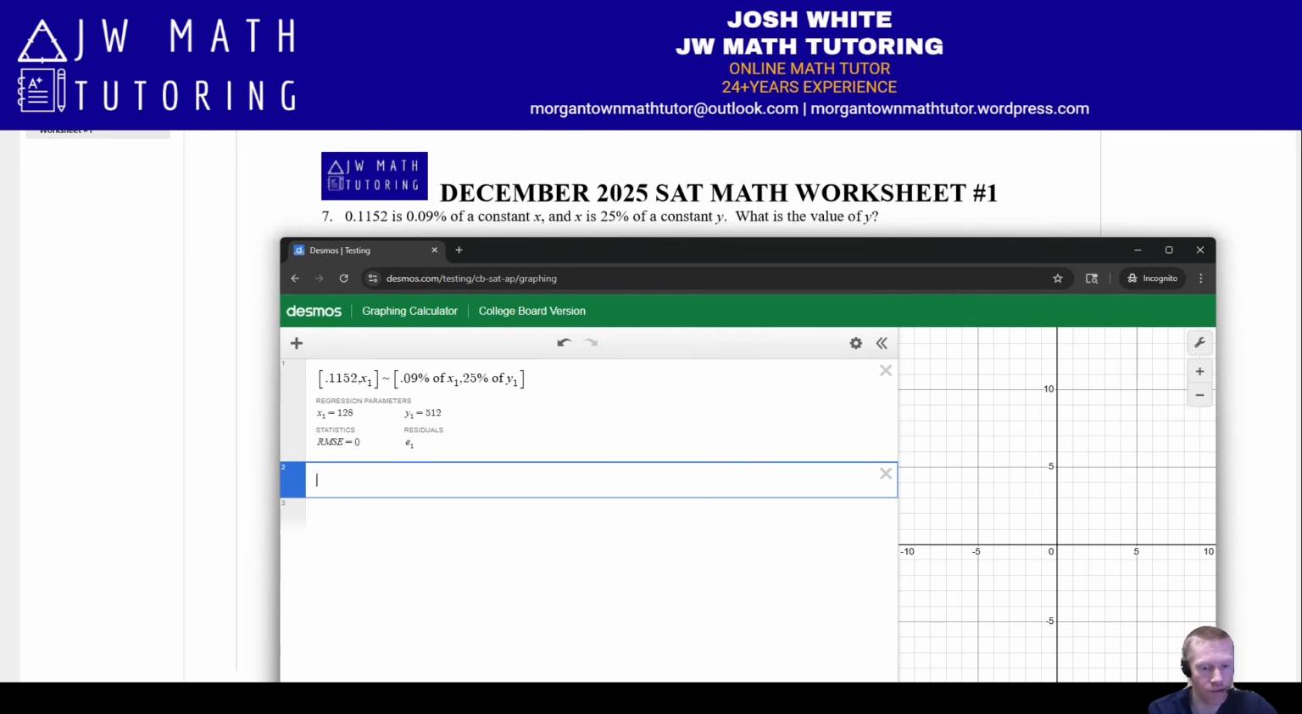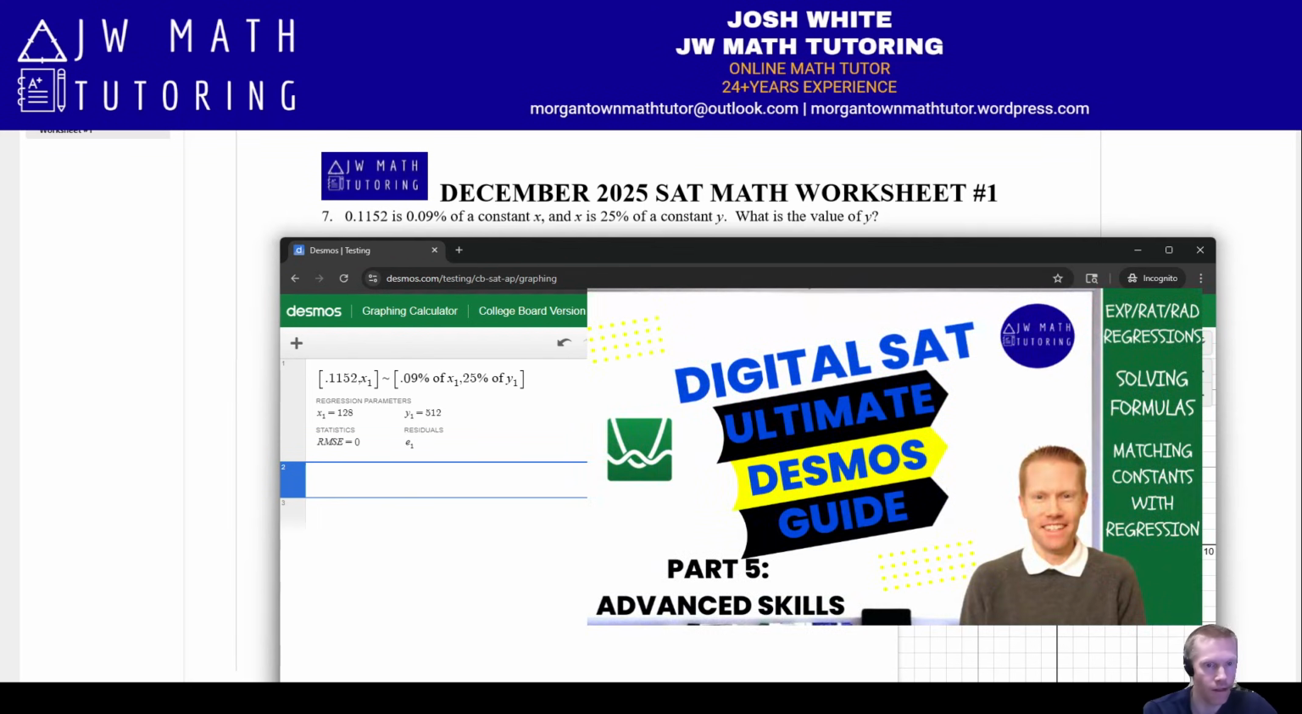This is solving a system of equations using regression. If you are not familiar with this or do not know how to do this, please check out my Ultimate Desmos Guide to Digital SAT Math. I will put the thumbnail up on the screen for the specific video in the playlist that shows you how to do this.